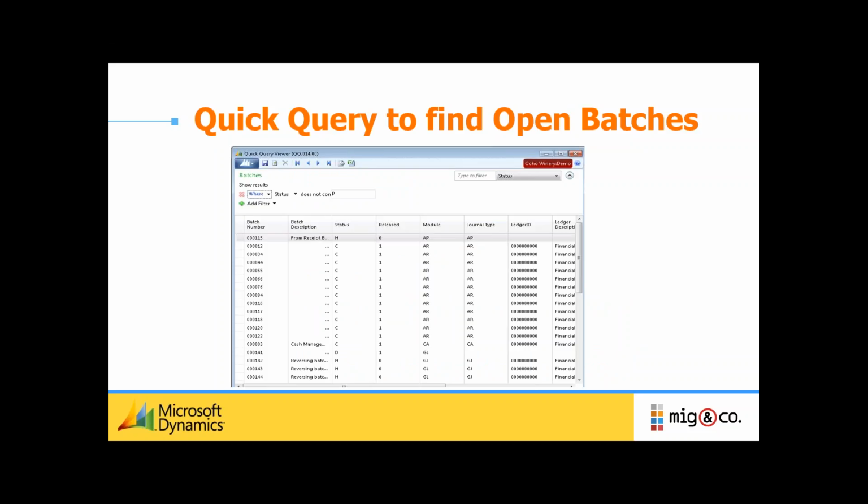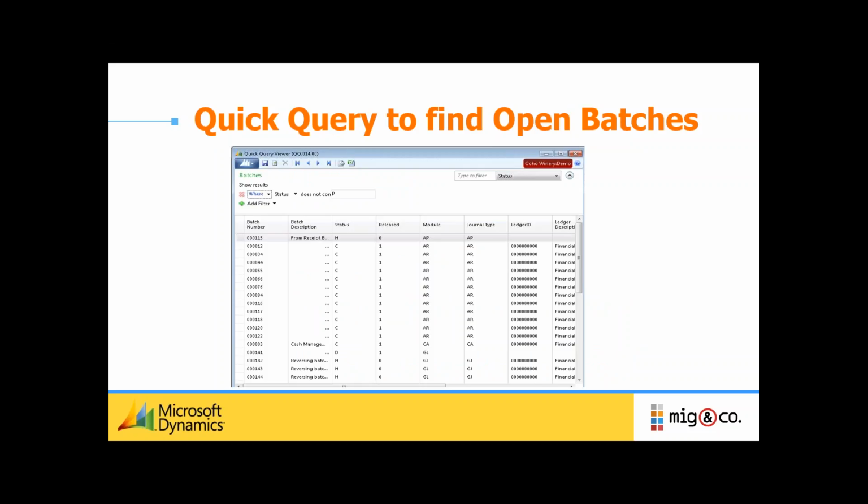Okay, we have a couple more slides here. Under your quick query, there is an opportunity to look at your open batches by just querying the database. I went into the financial sections and into the general ledger. There's one called batches, and we can look at the different batches.